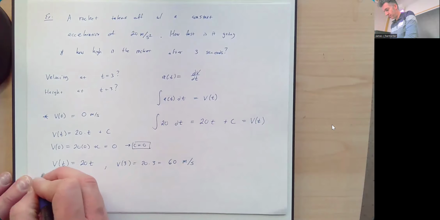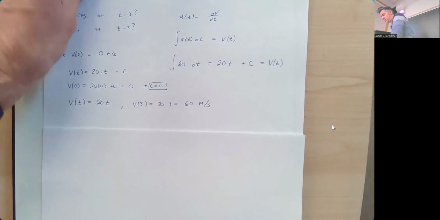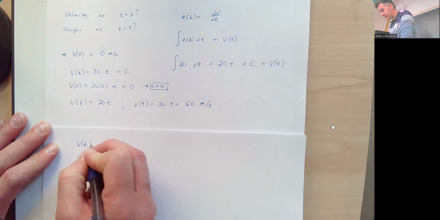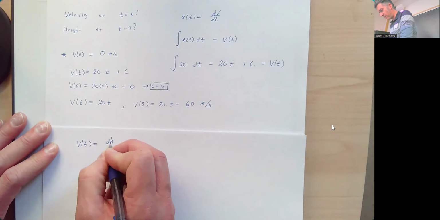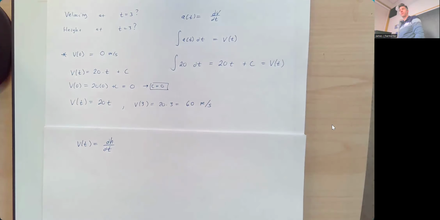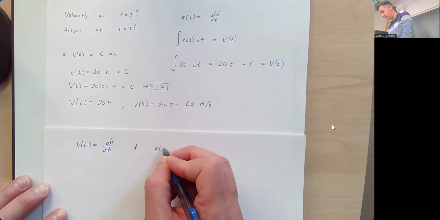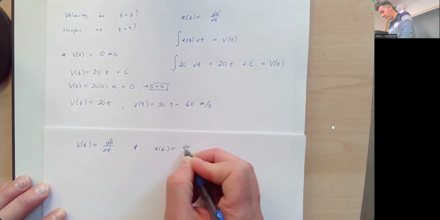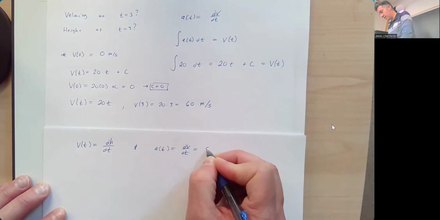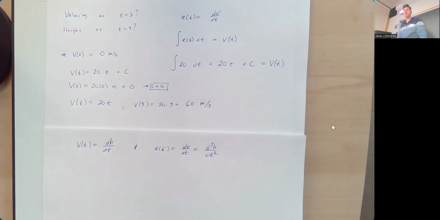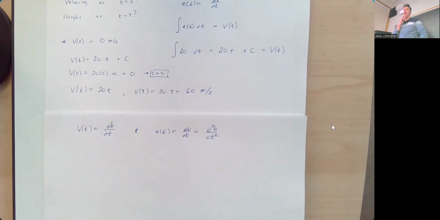So I'm always trying to squeeze things in. Let's just use more paper. So velocity is the derivative of position. And also, acceleration is the derivative of velocity, is the second derivative of position. Not that you actually need to have that here, but it is true.